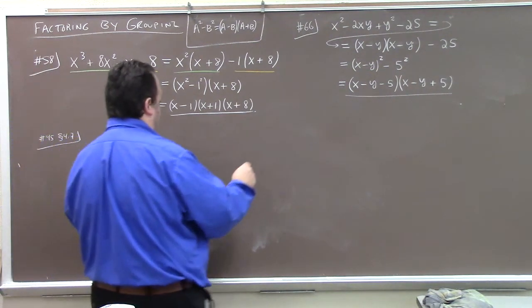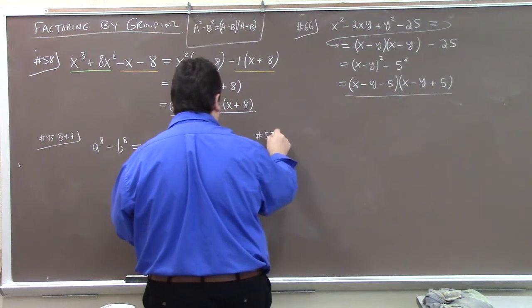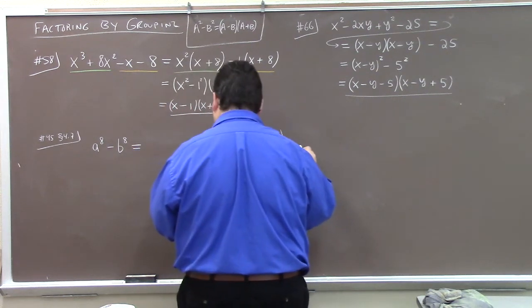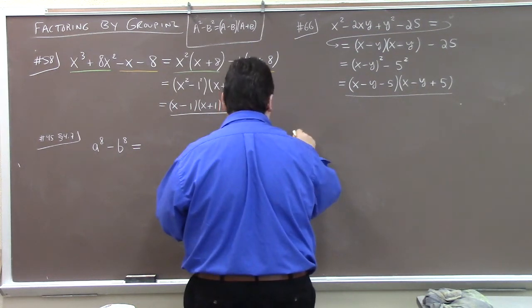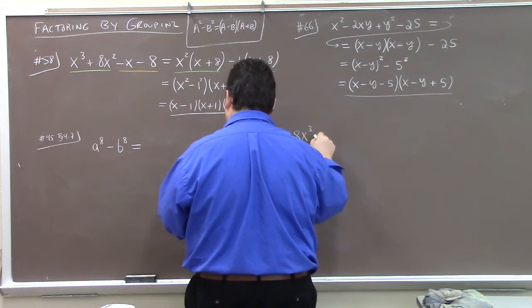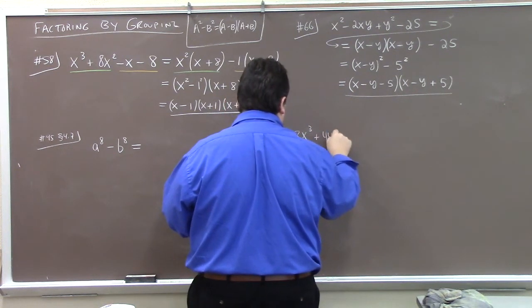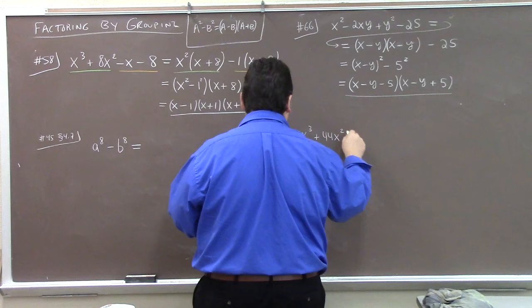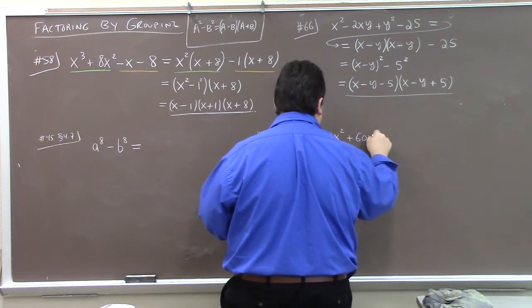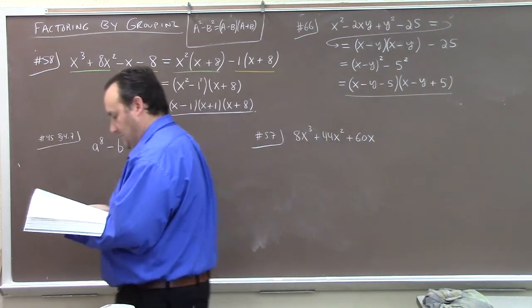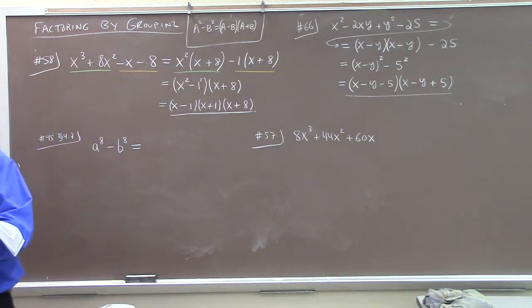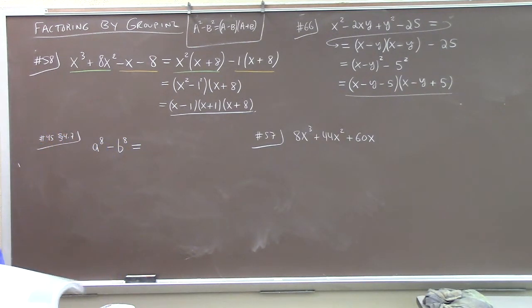And before I forget, I'm going to put number 57. That'll be the next problem over here. Number 57 looked good. It's going to be 8x cubed plus 44x squared plus 60x. We'll work on factoring that guy over there next. And then I'm going to jump to the end of the chapter and work some rather different problems for the rest of today.